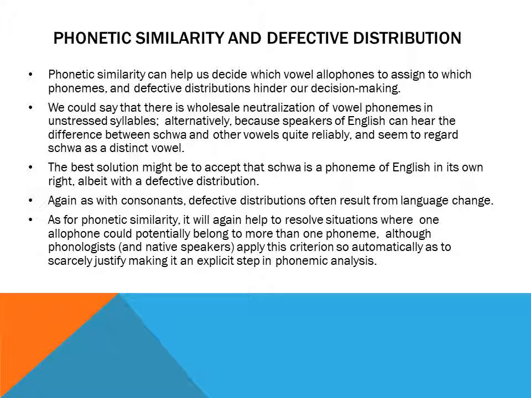Again, as with consonants, defective distributions often result from language change. For instance, spelling evidence from Old English indicates that a much wider range of vowels was probably found in unstressed syllables at that period. These have gradually merged into schwa during the history of English. As for phonetic similarity, it will again help to resolve situations where one allophone could potentially belong to more than one phoneme, although phonologists and native speakers apply this criterion so automatically as to scarcely justify making it an explicit step in phonemic analysis.